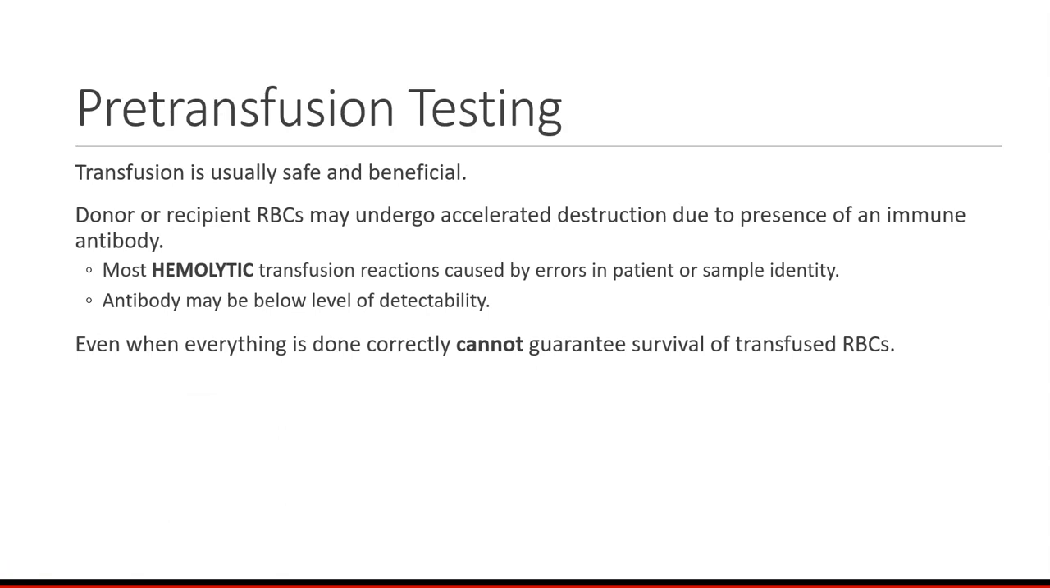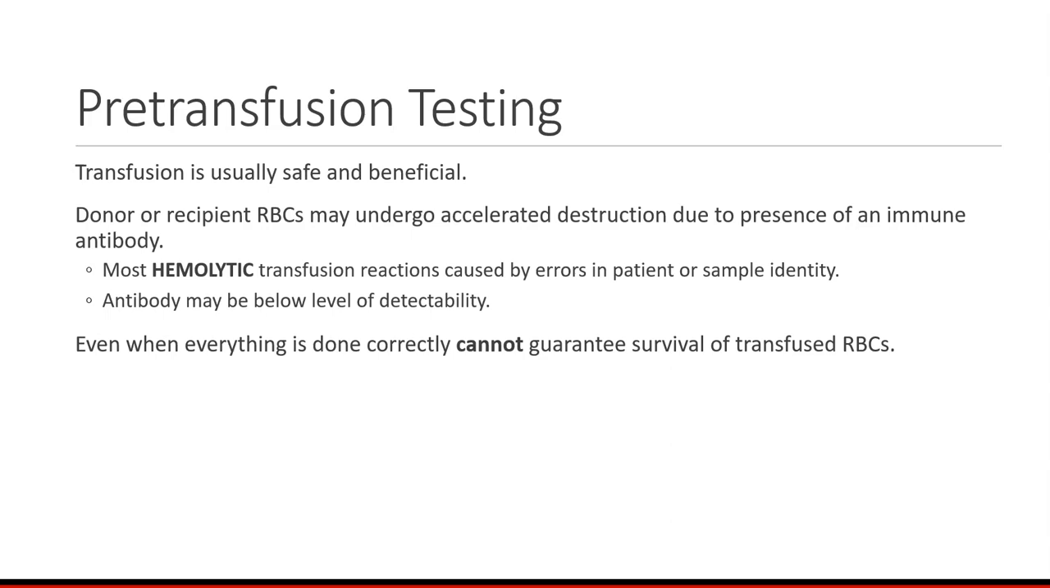Modern transfusions are usually safe and beneficial. Donor or recipient red cells may undergo accelerated destruction due to the presence of an immune antibody. And again, an immune antibody is an IgG class that reacts at 37 degrees. Most hemolytic transfusion reactions are caused by errors in patient or sample identity. And probably 99 times out of 100, somebody drew the patient, labeled it with the wrong patient information, and we don't know in the transfusion service whether or not this has happened. So we rely on the label on the tube of blood to be correct.